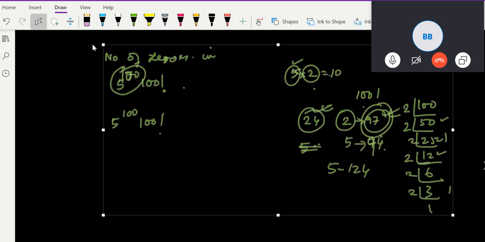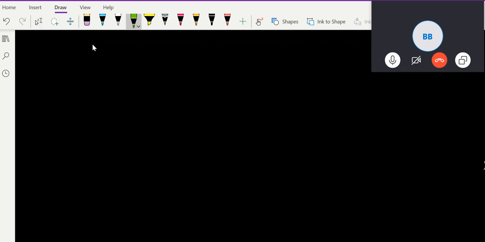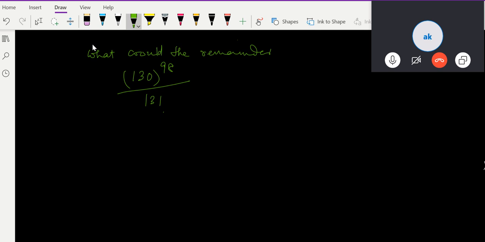Now, tell me what would be the remainder when I divide 130 to the power 98 by 131. What would be the remainder?